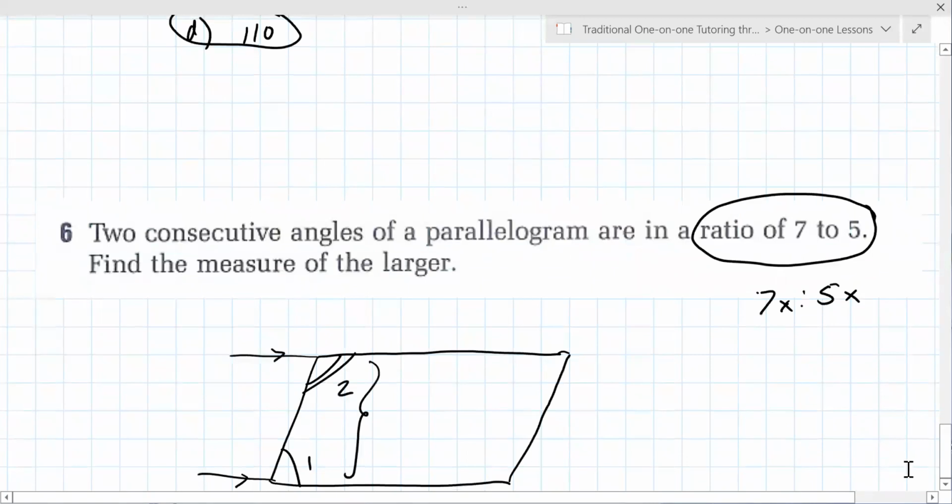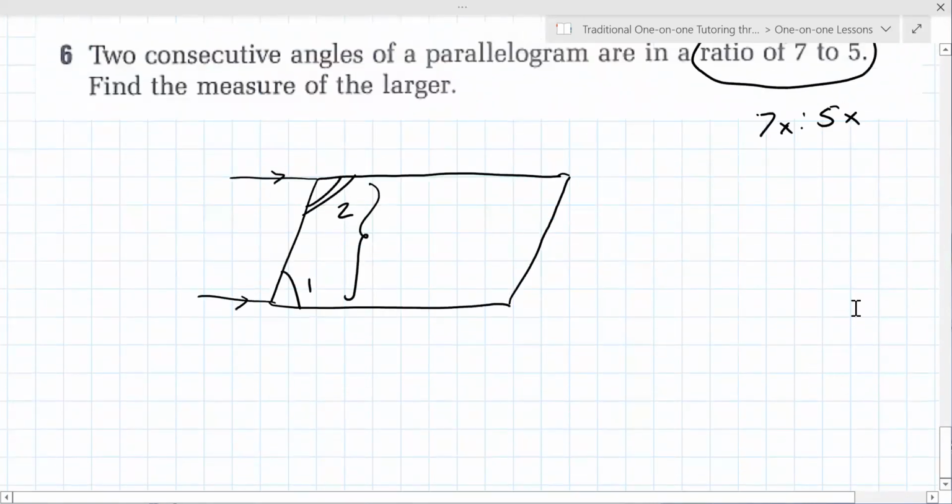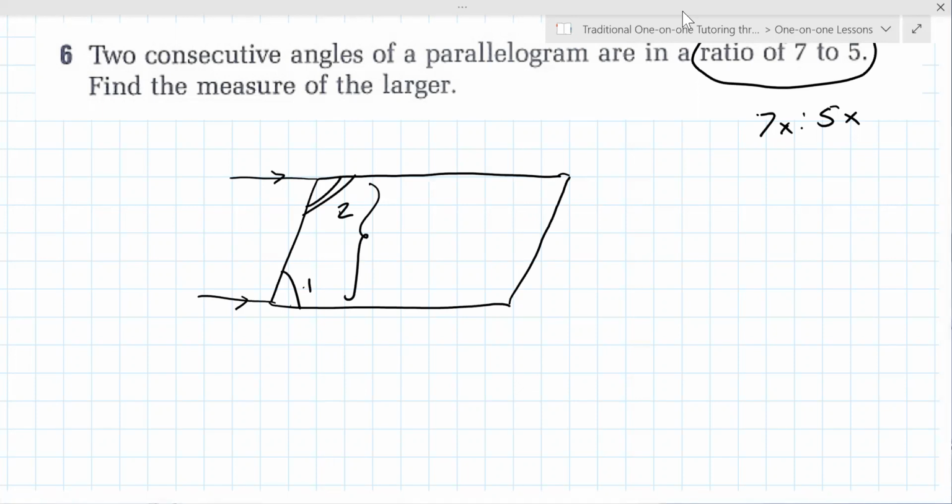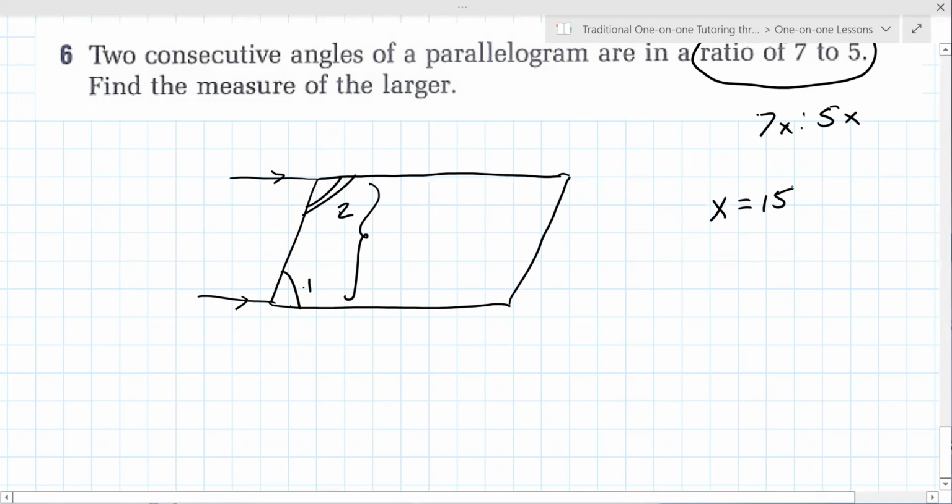What I want you to do here is solve for x. It's 5x plus 7x or 7x plus 5x, it doesn't matter. They add up to 180. Solve for x and then find the two angles, please. X equals 15. Okay, give me those angle measures next.